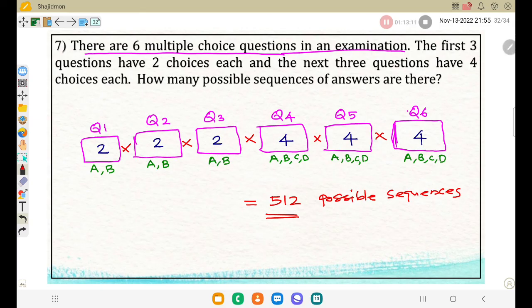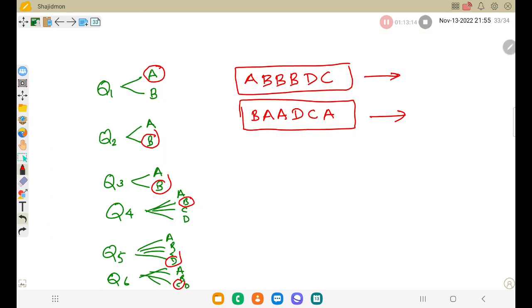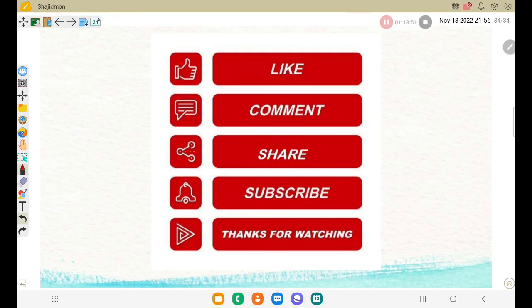In this section 4.1, we studied the multiplication rule and the addition rule. Multiplication rule means continuous events: A is the first answer, B is the second answer, B is the third answer, like that. When continuous events are coming, we use the multiplication rule. When only a single event occurs, we use the addition rule. One event and the next event will not occur simultaneously. For such questions we use the addition rule. So I hope you understood the counting section, the first section.